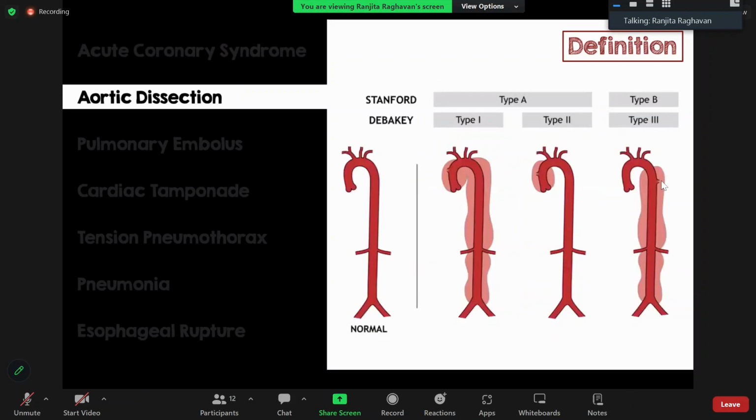There are two types. There's the type A and type B. I don't know how much you necessarily need to know, but the type A tends to be near the top. That tends to be more surgically managed usually, and type B tends to be more medically managed. But that's not always true. So you still need to talk to your surgeons in your department.